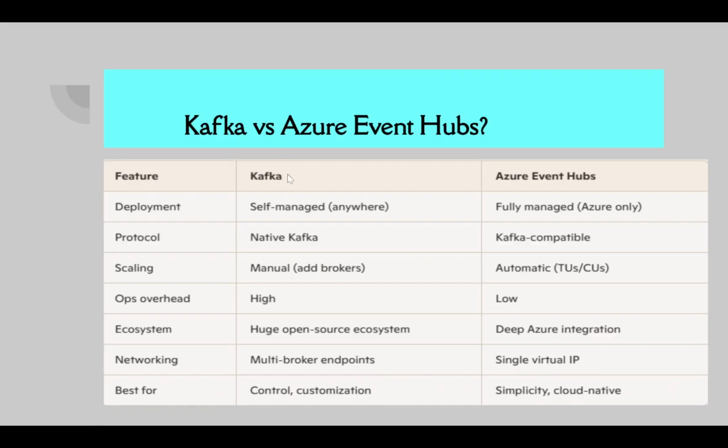So when is Kafka best used and when are Event Hubs best used? If you want control and customization of your events, then Kafka is the best. If you need simplicity and cloud native, then use Event Hubs, which is completely cloud. You cannot use Azure Event Hubs in your local or any other system. But if you are looking for more customization, go for Kafka.